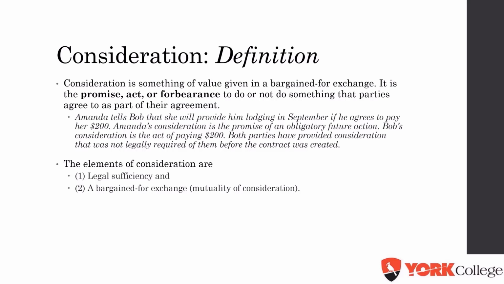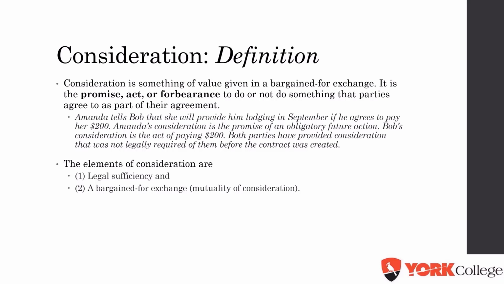So in this case, Amanda has consideration because she promises Bob that he can live at her house or lodging in September. She is not legally obligated to provide him lodging in September. She's promising that she will if he promises to give her something. So Bob has consideration here because he promises to pay her $200. He is not legally required to pay her $200. There's no court order. There's nothing here. So that is just a simple way to think about consideration.